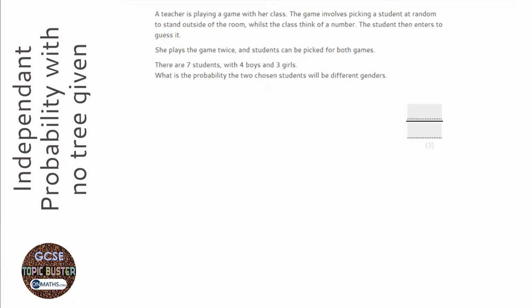Now, the question talks about a whole load of stuff, but the most important thing is that 2 people are randomly picked and everyone can be picked, and that the same person can be picked twice. Now, something to be careful of is when a question asks you to work out the probability of 2 things happening. Okay?